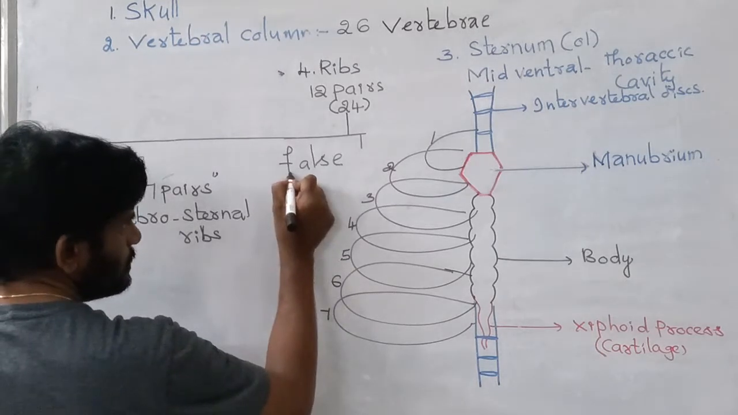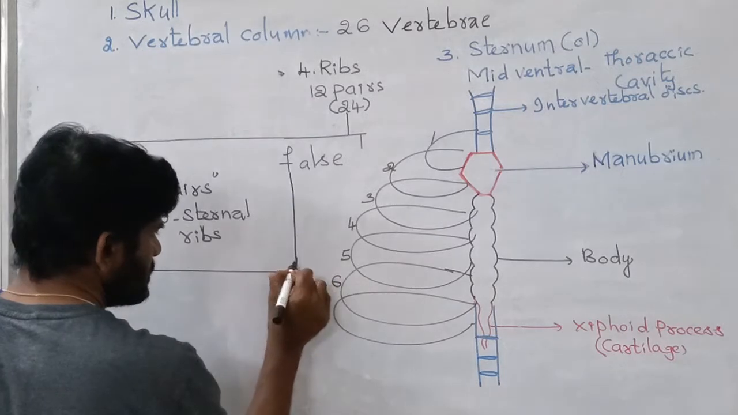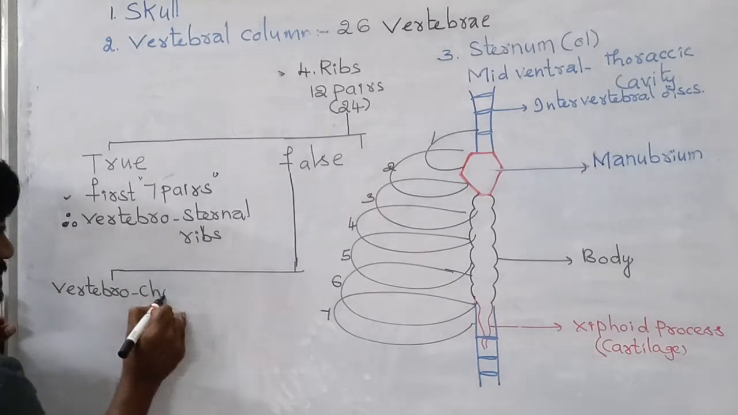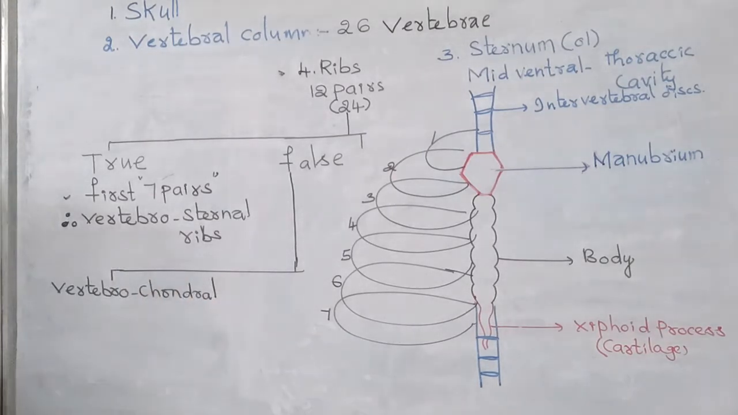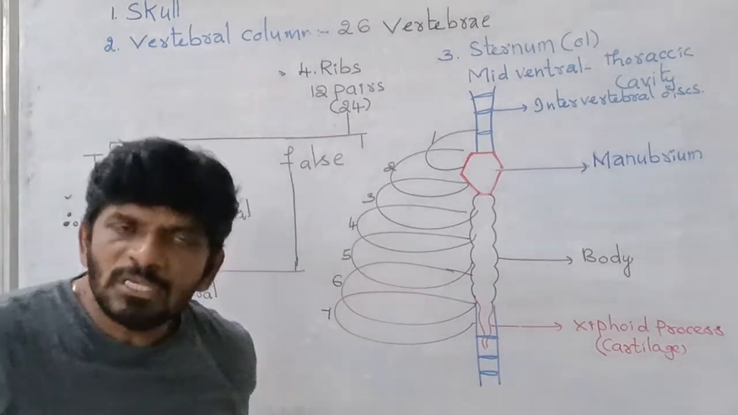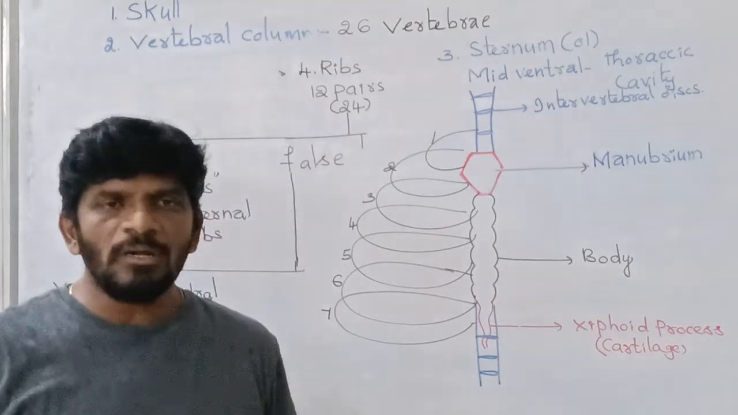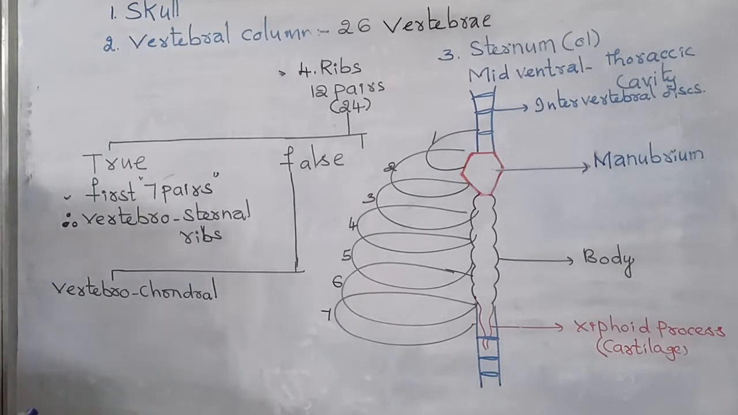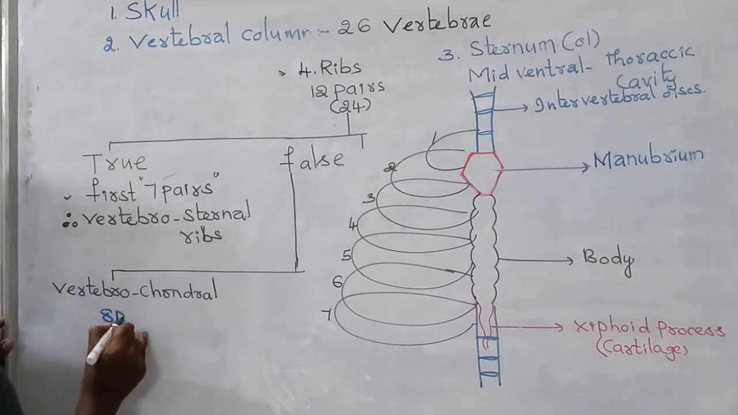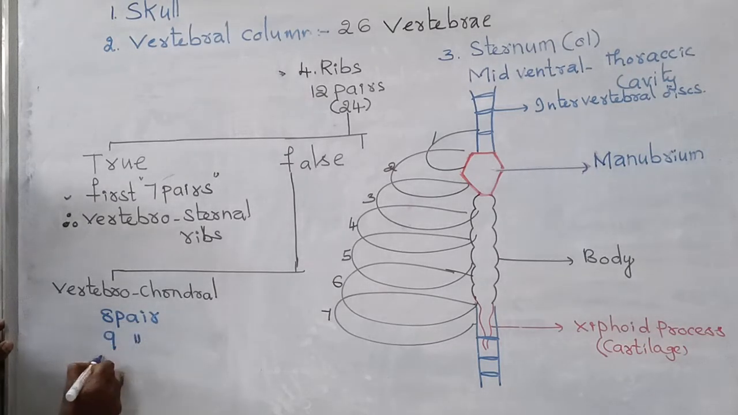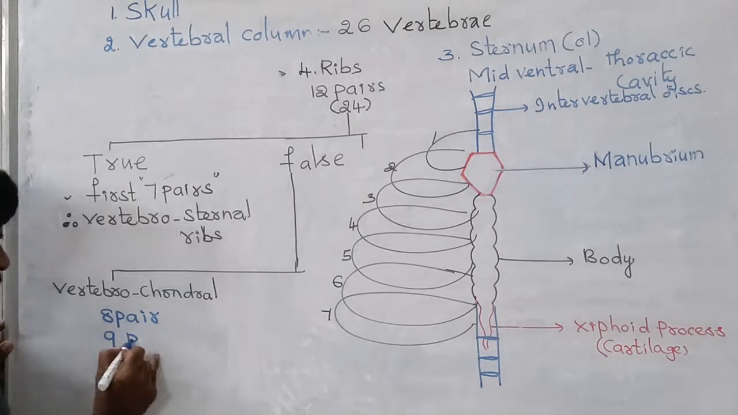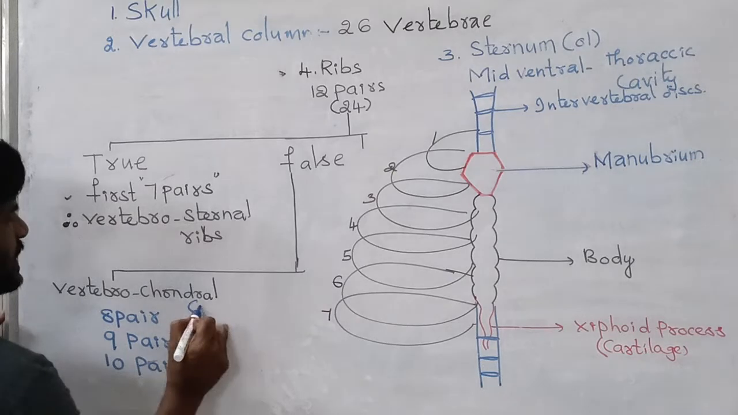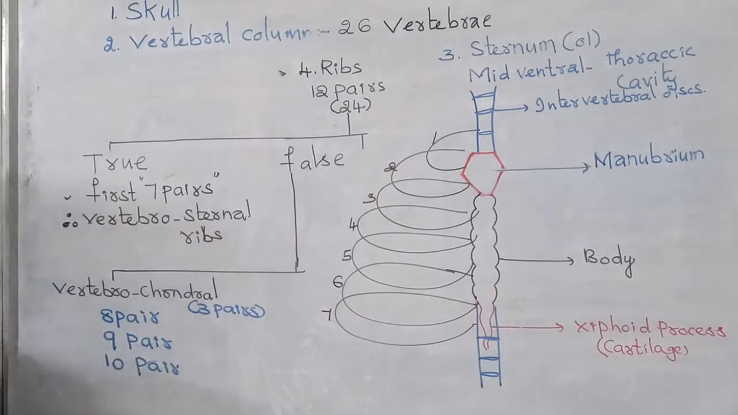But false ribs are two types. One is called the vertebro-chondral ribs. Vertebro-chondral means these ribs are articulating with the vertebral column. Chondral means cartilage, because the study of cartilage is chondrology. See this. What are the vertebro-chondral ribs? The vertebro-chondral ribs are the 8th pair, 9th pair and 10th pair of ribs. These are three pairs of ribs.